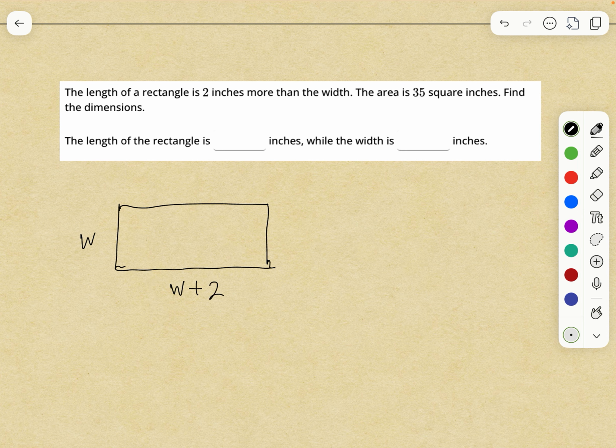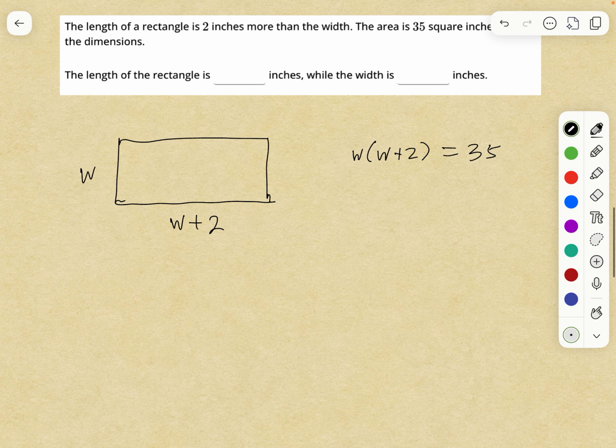Now it says the area is 35 square inches. Find the dimensions. Well, the area is the length times the width, so that's W plus 2 times W, or just W times W plus 2 equals 35. And so we're going to solve for W, and then we can solve for L. Well, to do this, we distribute the W, so you get W squared plus 2W equals 35. Then you subtract 35 on both sides, so you get this.